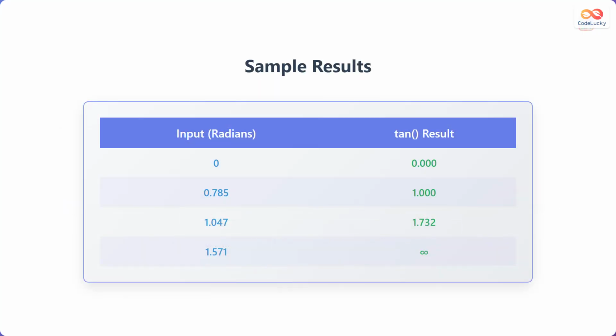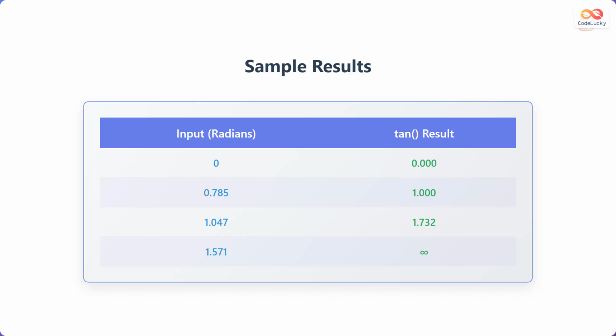Let's examine some typical results you might see when using the tan function. When the input is 0 radians, the tangent result is 0.000. At 0.785 radians, which equals 45 degrees, the tangent is 1.000. At 1.047 radians, approximately 60 degrees, the tangent becomes 1.732.